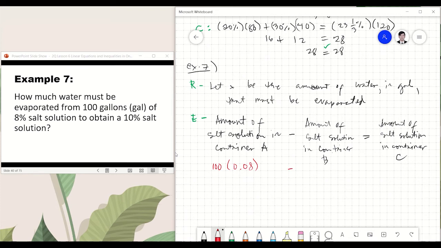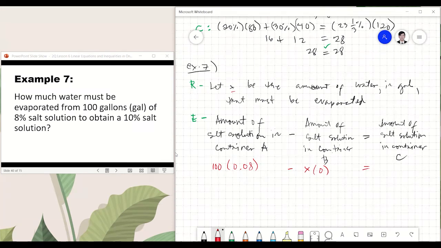Minus, okay, di ba, ito yung may salt solution at may dapat mag-evaporate yung tubig. So, the amount of water now is we still don't know because that's what we're looking for. So, gagamitin natin yung representation natin which is x. Kasi hindi pa natin alam yung amount. And then, yung tubig, in terms of salt solution, walang salt yon. So, magiging 0% lang siya. Okay? Kasi walang salt ang tubig.